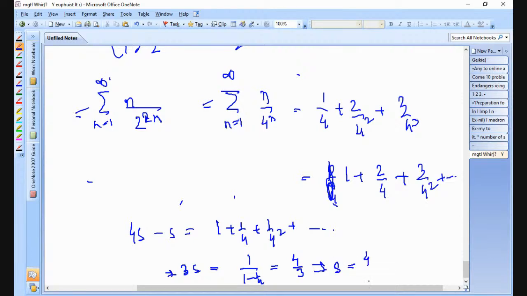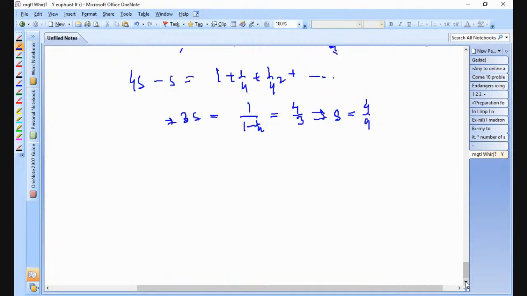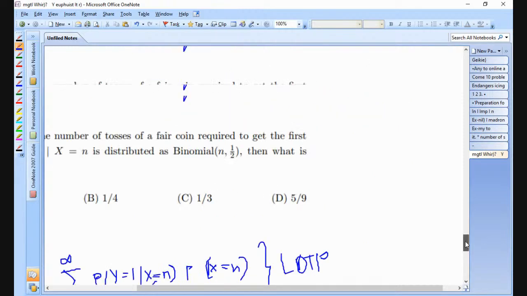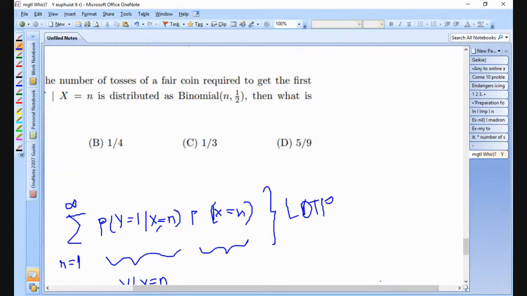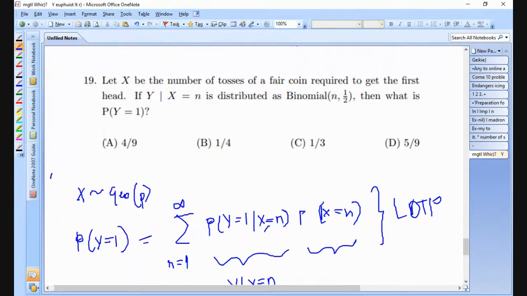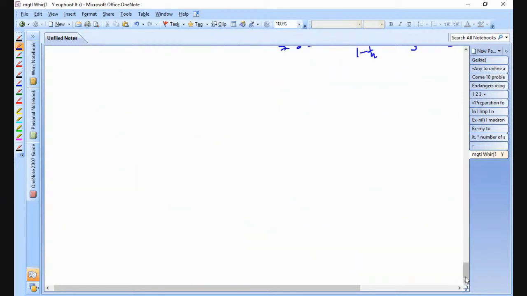Am I correct? Is it correct, guys? The solution 4 by 9, there is an option, so it's option A. Perfect. Let's move on. Did you understand, Bhushan? Let's do the 20th problem.